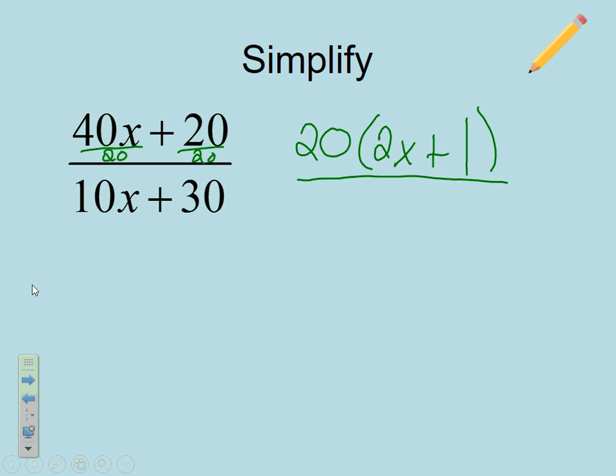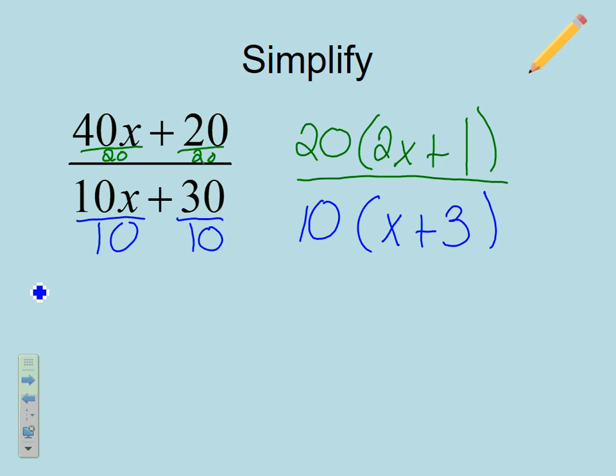Now I'm going to do the same thing on the bottom. Only factoring I can do is greatest common factor. So I'm going to take out a 10 out of both of these. So I'm going to write 10 out in front. And I'm going to be left with x plus 3. Now, in order to cancel these things, they have to be exactly the same. So right now, I don't have anything, but I can break down 20. If I look at 20, I'm going to break it down. So I'm going to have 2 times 10 to make up 20. Now, I can cancel out my 10s.